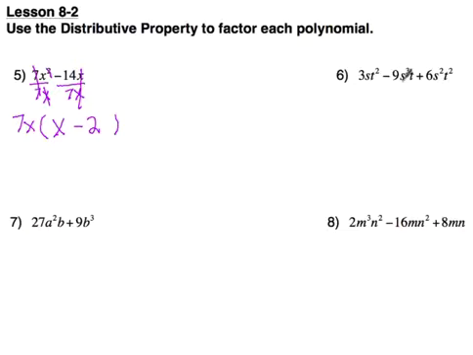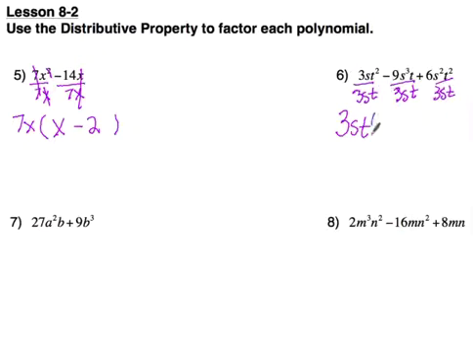Okay, for number 6, we're going to do the same thing. What's the highest number that goes into 3, 9, and 6? That would be 3. So I'm going to pull out a 3. They each have at least one s, so I'm pulling out an s. And then I have t squared, t, and t squared, so I can only pull out one t. So all you do under each term is divide by your GCF. So I get 3st, 3st, and 3st.